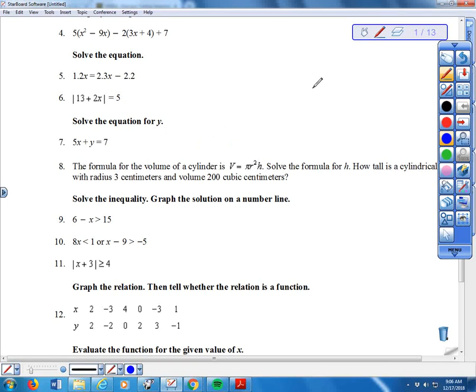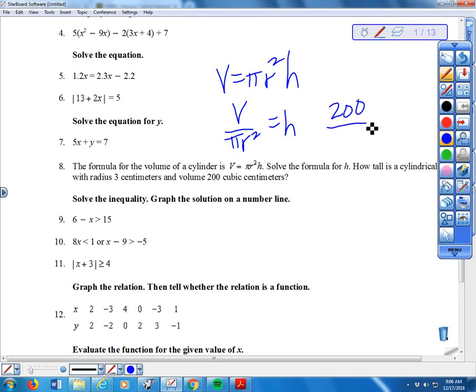The formula for the volume of a cylinder is volume equals pi r squared h. Solve the formula for h. That's the first part. So to get h by itself, I need to divide both sides by pi r squared. And then how tall is the cylinder with radius 3 centimeters, volume 200? So I just plug that in. 3 centimeters, 3 squared is 9. So h is going to be, and then I just plug that in the calculator, 200 divided by pi times 9, or 9 pi.